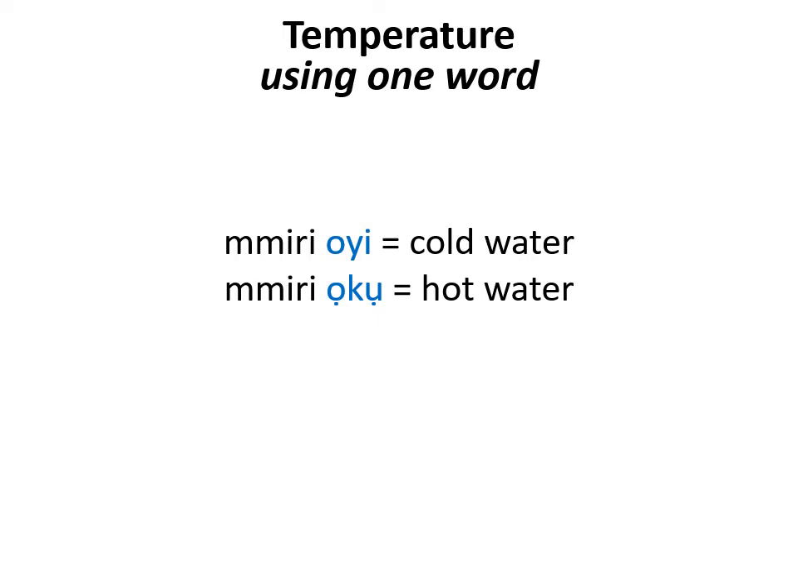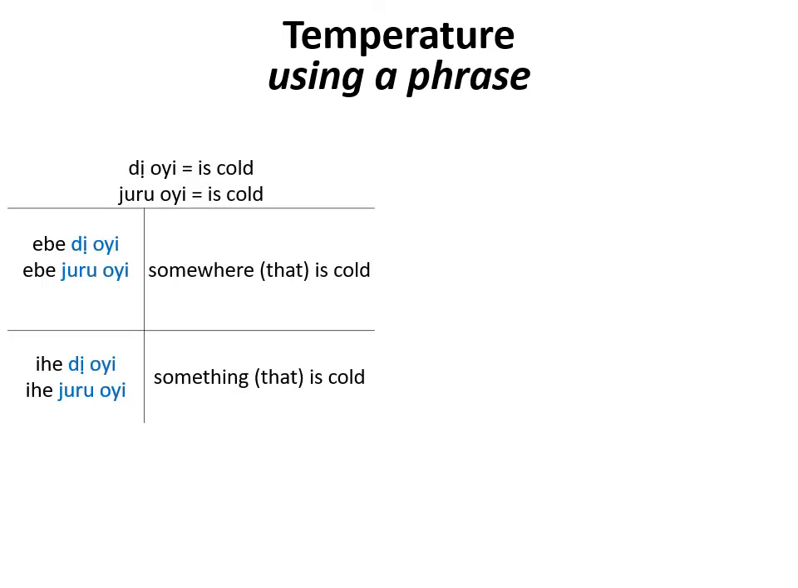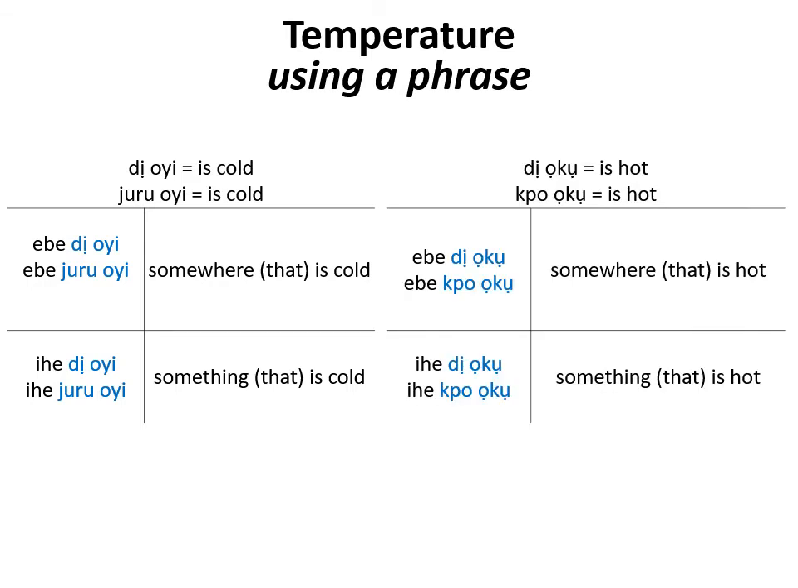So let's look at temperature using a phrase. So for cold, you say di oyi, so it's cold, or juroyi is a specific way of saying it's cold. So ebe di oyi or ebe juroyi, somewhere that is cold or a cold place. Ihe di oyi, something that is cold or a cold thing. Ihe juroyi. And then for hot, we have di oku is hot or kpo oku is hot. Ebe di oku or ebe kpo oku is somewhere that is hot or just a hot place. And ihe di oku or ihe kpo oku is something that is hot or a hot thing.